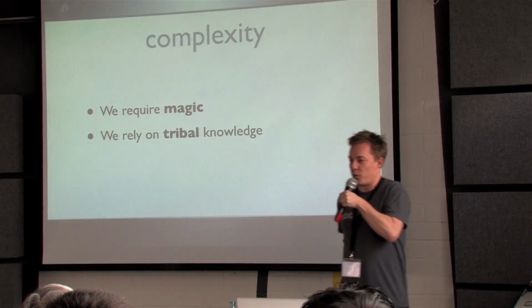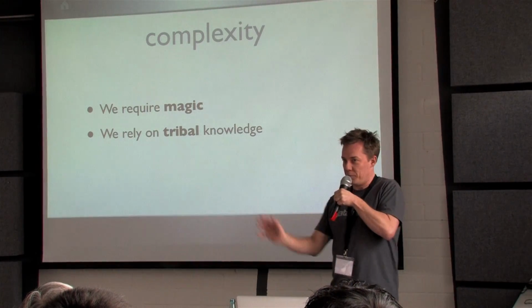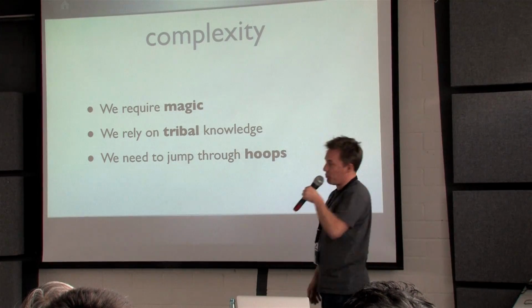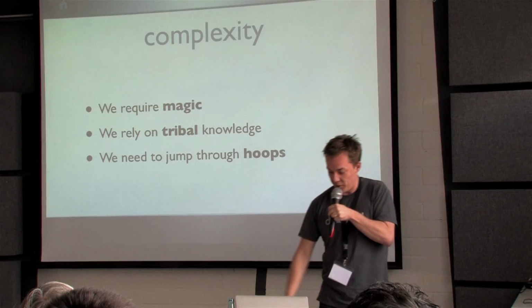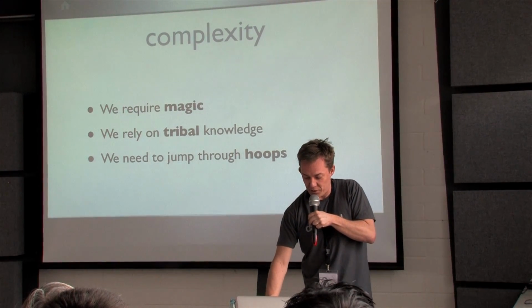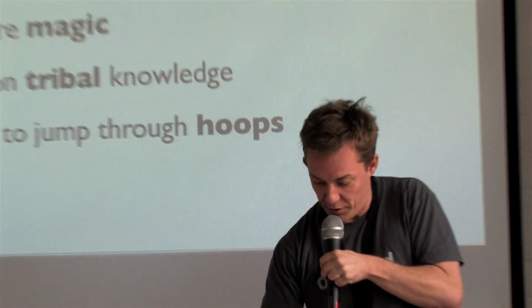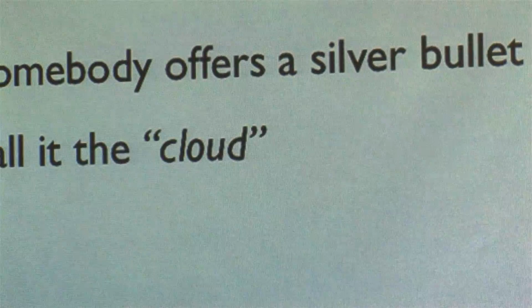As a developer, I don't like to say it, but we rely on the operations people a lot. Don't tell them. And we need to jump through hoops. That can be like buying cake for the operations people or something like that in order to get stuff to work. But we have a lot of complexity and a lot of weird things we do in order to get things to work. So we have a silver bullet. Somebody offers us a silver bullet. They call it the cloud.